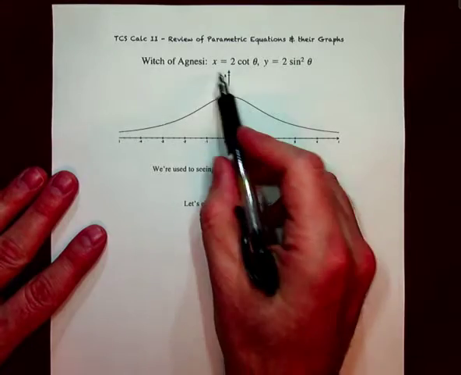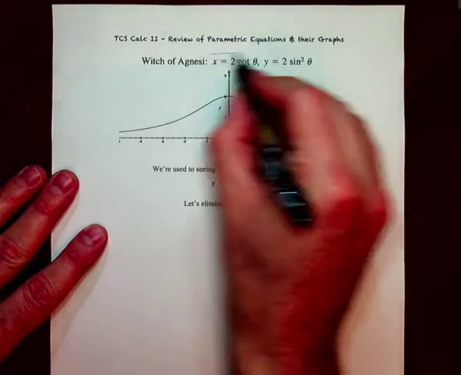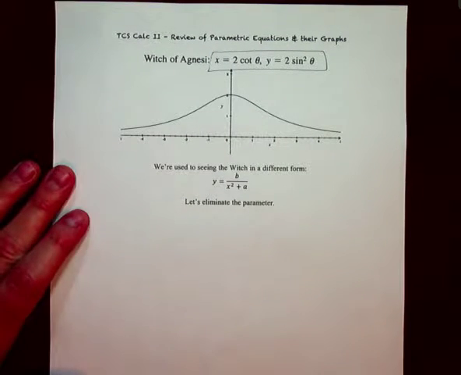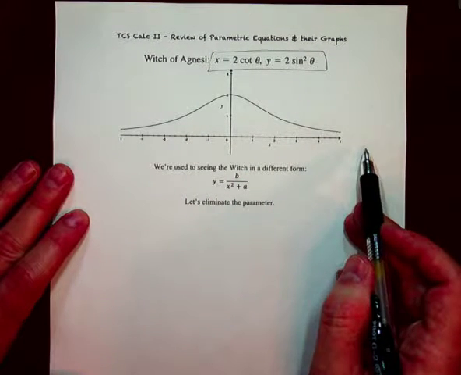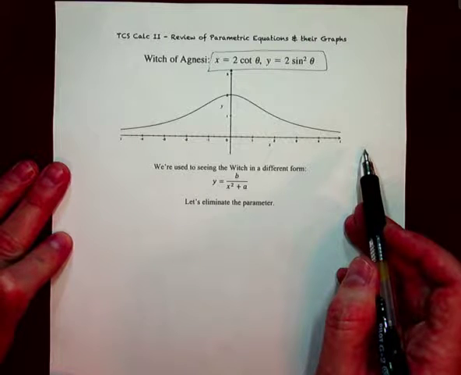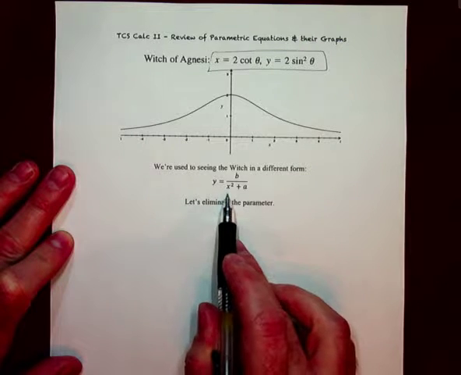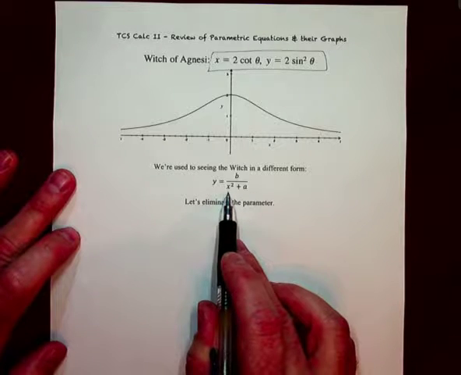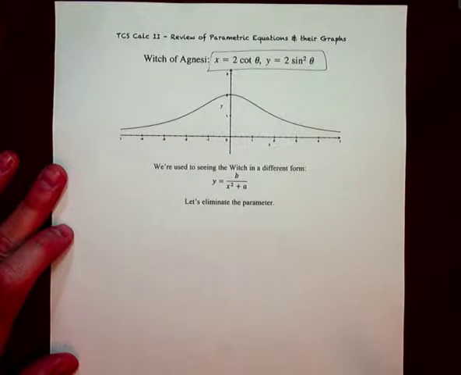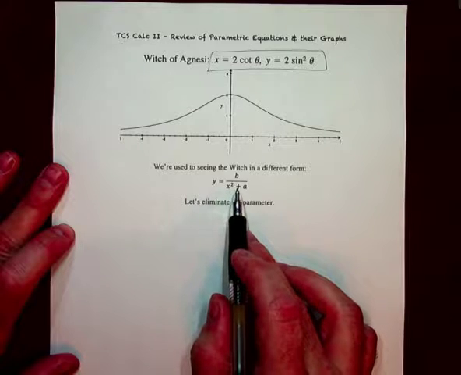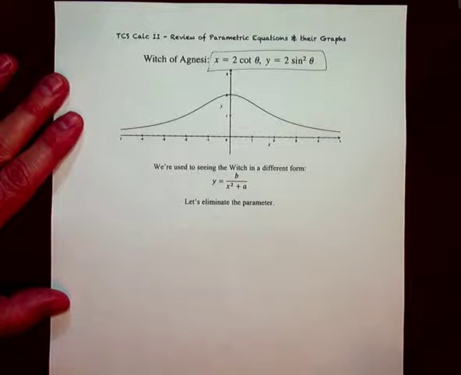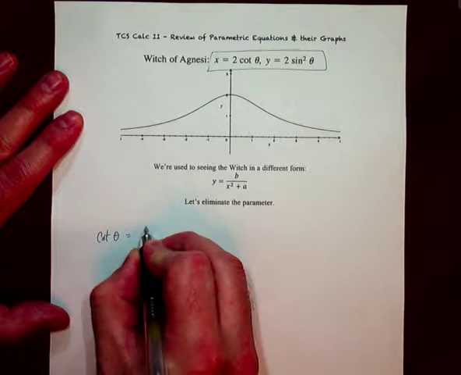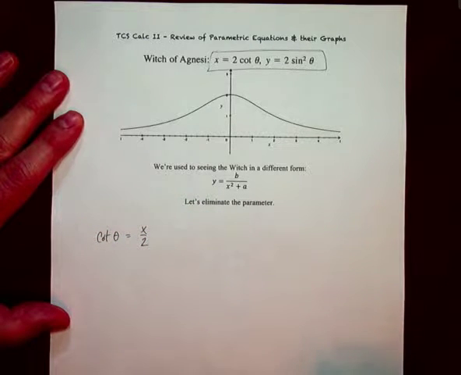This actually winds up being the equation of a curve that I've mentioned before called the Witch of Agnesi, and it looks like this. Now, we've seen stuff like that before, but we're used to it being in this form when we're dealing with it in terms of rectangular or Cartesian equations. So let's eliminate the parameter and see if we can actually get it into something like this. Now, we know that cotangent of theta is going to be x over 2.